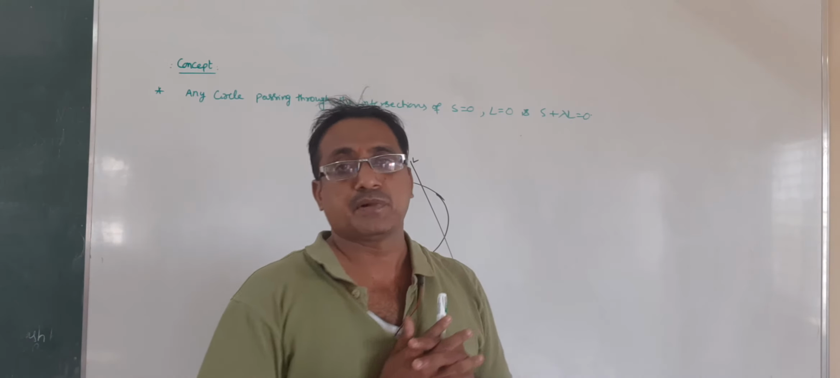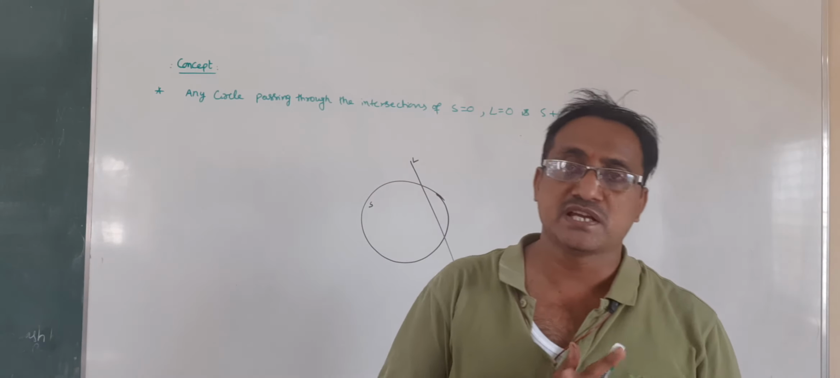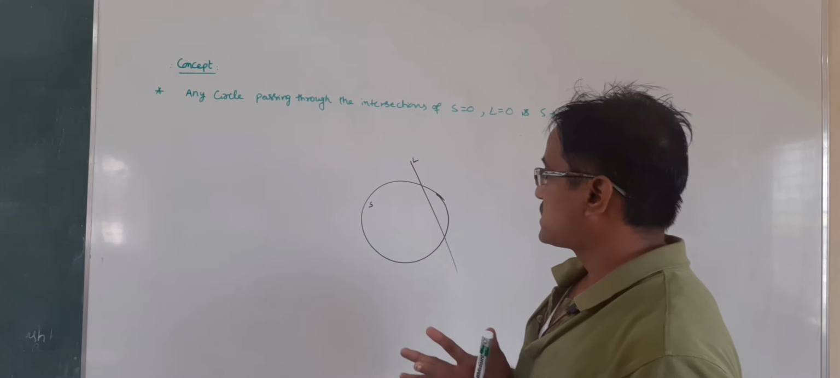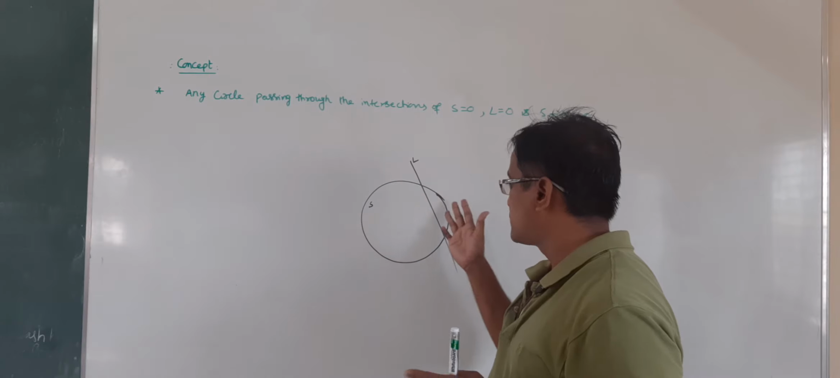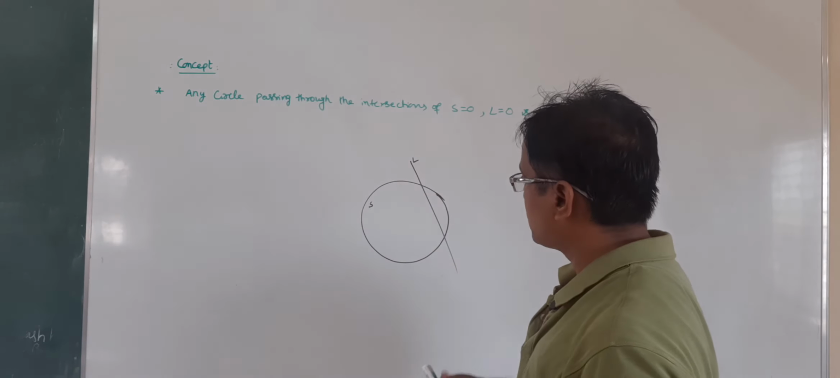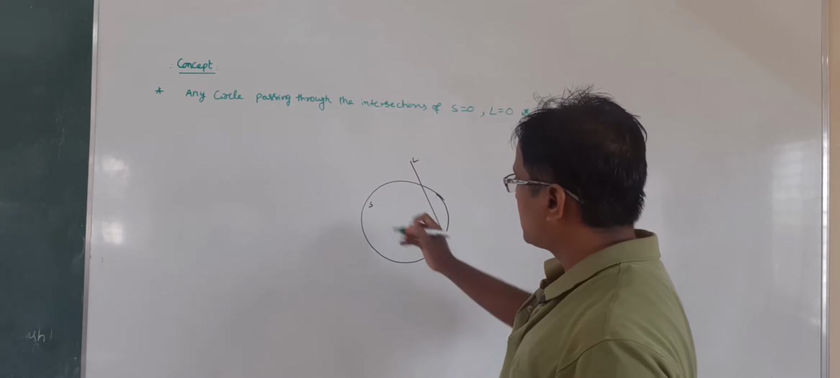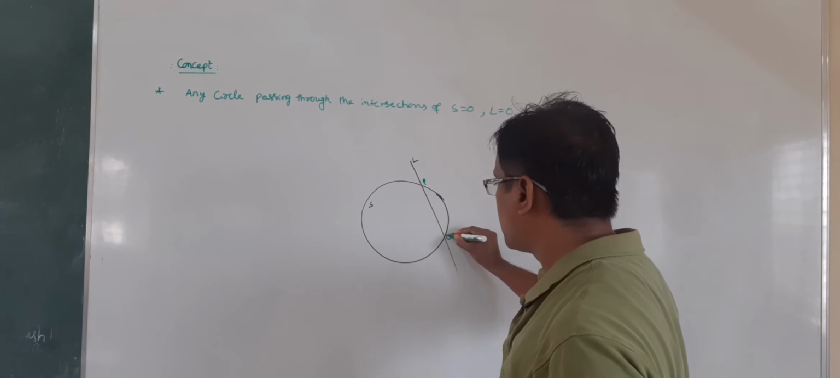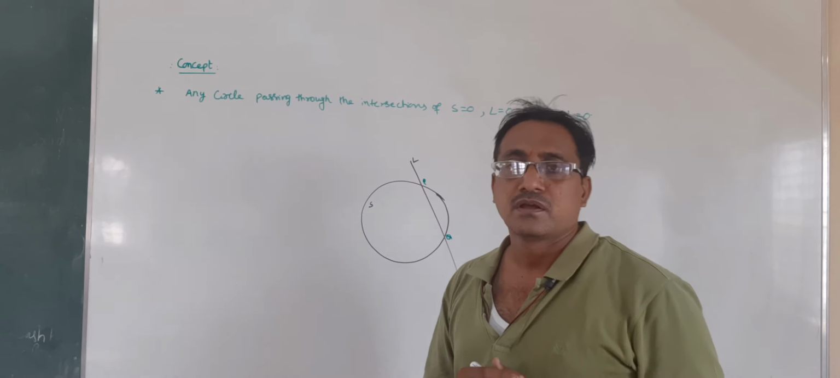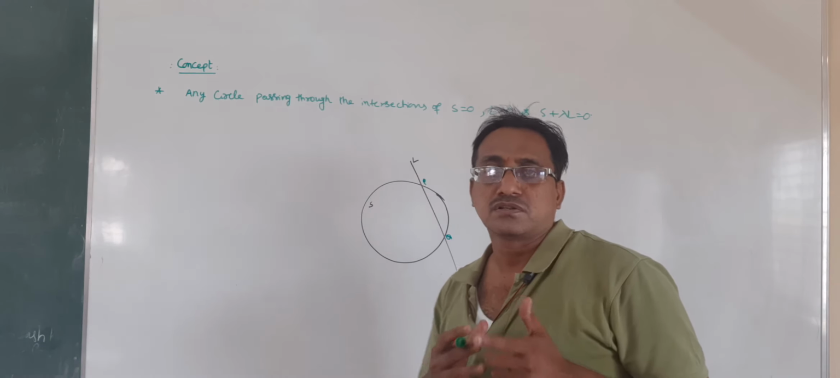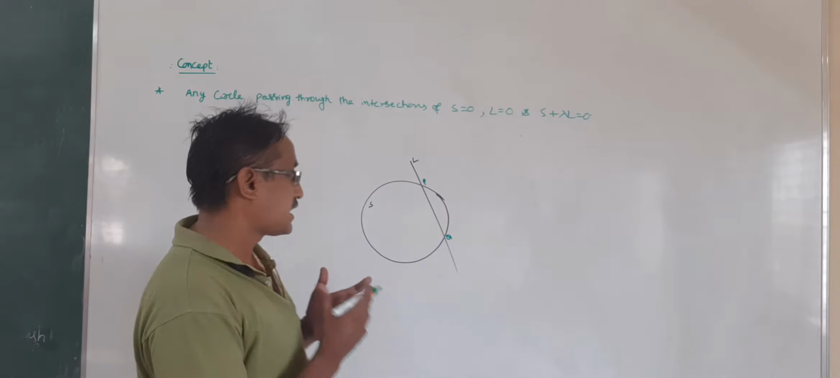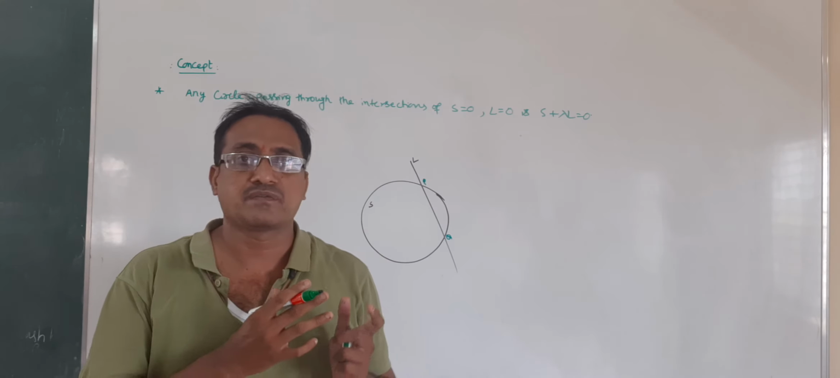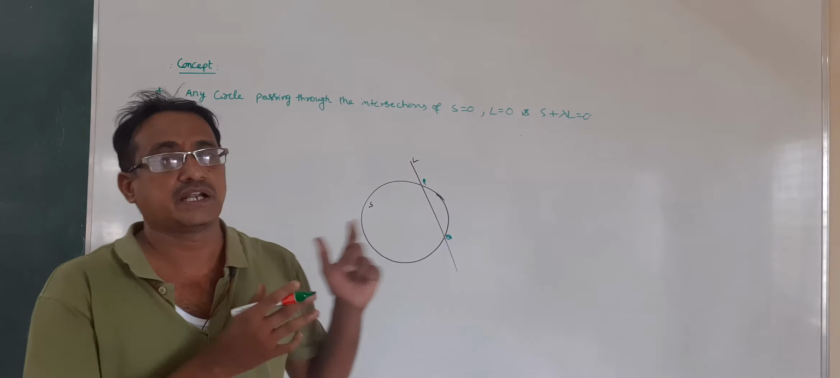Another very important concept for even JEE exams. Now, any circle passing through the intersections of S equal to 0 and L equal to 0. Now you can see a circle S and a line L intersected at the points P and Q. Now, how many circles can we draw passing through these intersections of the circle and line?